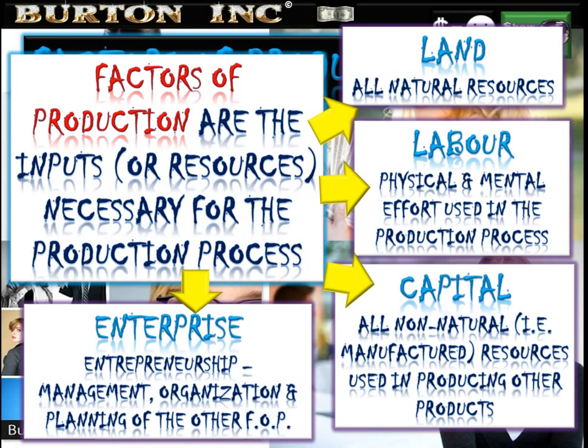So land, labour, capital and enterprise, where enterprise is being defined as entrepreneurship or the management, organisation and planning of the other factors of production. Someone needs to organise the factors of production into a single coherent process to be able to produce the goods and services, the final products.